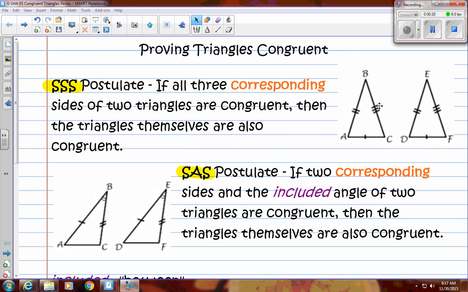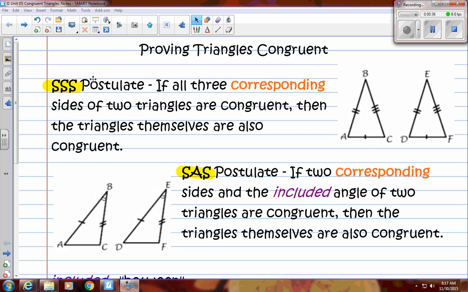So it doesn't mean that all the sides of our triangles need to be congruent, just that one pair of corresponding sides is congruent. So like AC and DF, AB and DE, BC and EF.